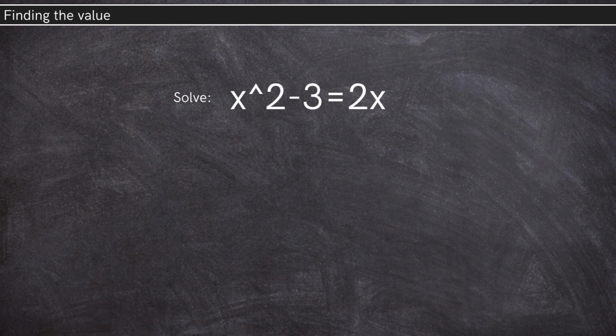For the last two activities that we will have based on the given lesson. Activity number 1. X squared minus 3 is equal to 2x. Find the values and the terms of a, b, c, quadratic term, linear term, and the constant term.